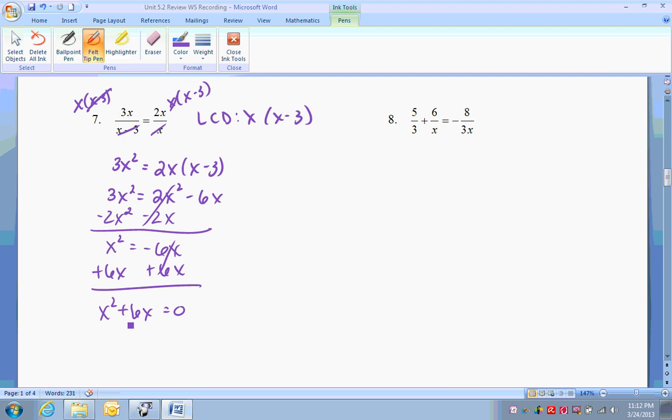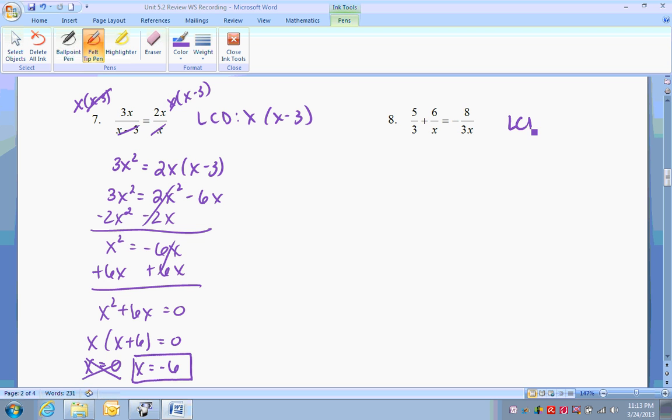Now I'm going to pull out the GCF. They both have x's in here, so I pull out an x, and I'm left with x times x plus 6 equals 0. So my solutions end up being x equals 0 and x equals negative 6. When I plug those solutions back into my equation, x equals 0 does not work because it'll give you a 0 in the denominator and you can't divide by 0. So x equals negative 6 is my answer to number 7.